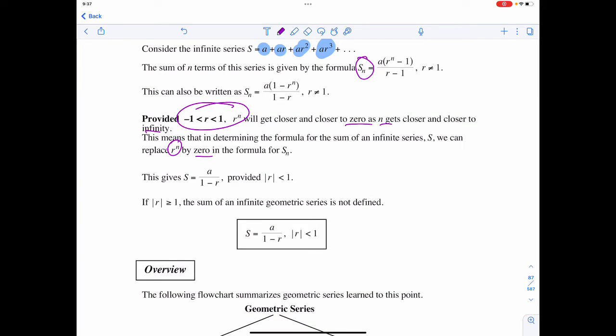This is going to eliminate this part of my equation, and then it's just going to be my first term times 1. So I can say that I take my first term times 1 and divide it by 1 minus my common ratio, and that is always going to wind up giving me what that infinite sum is.